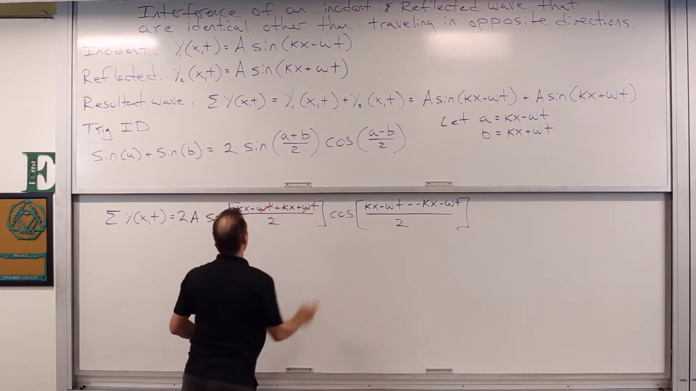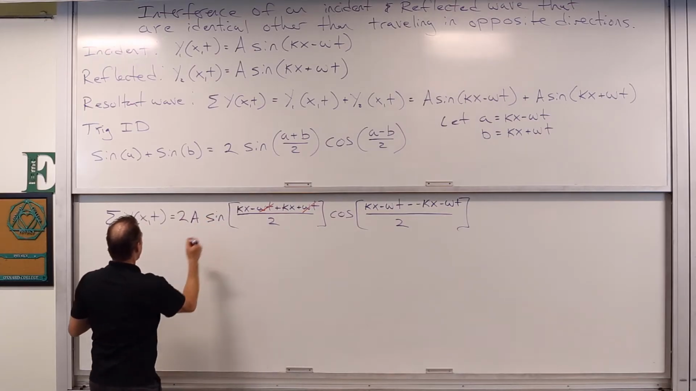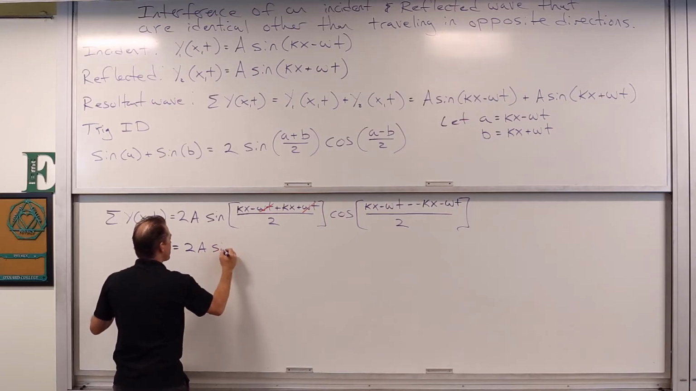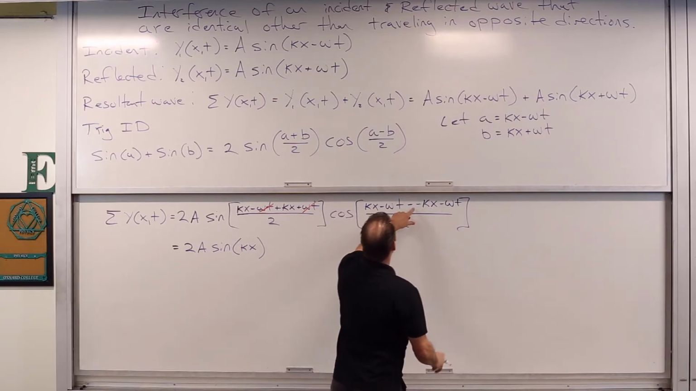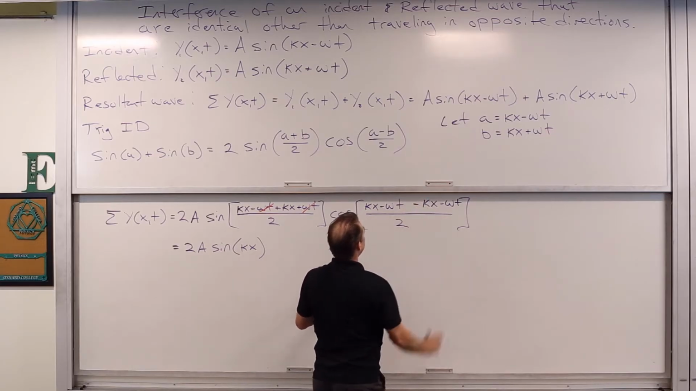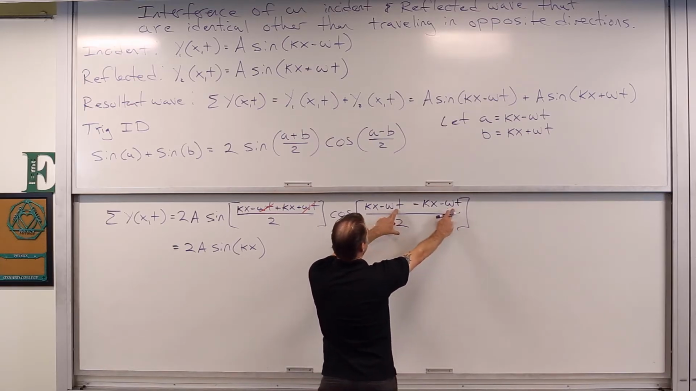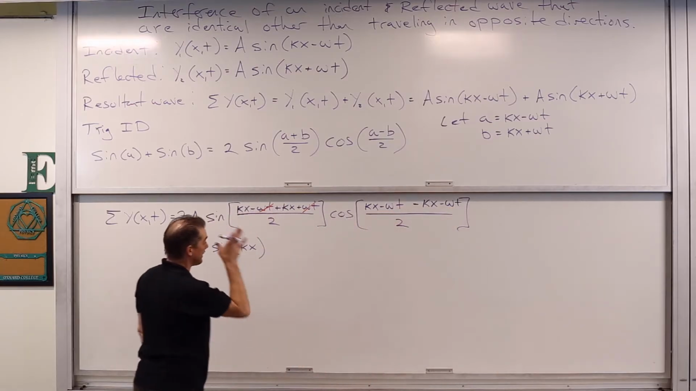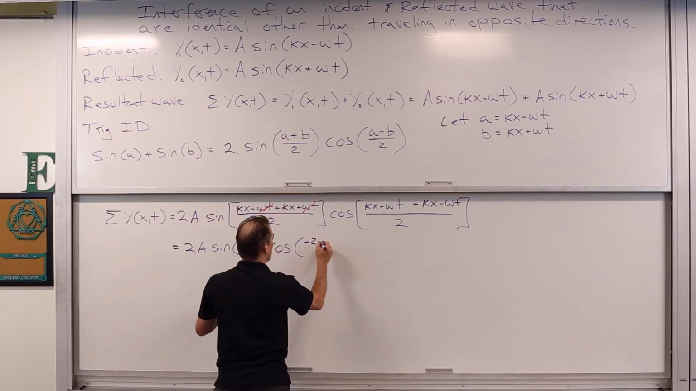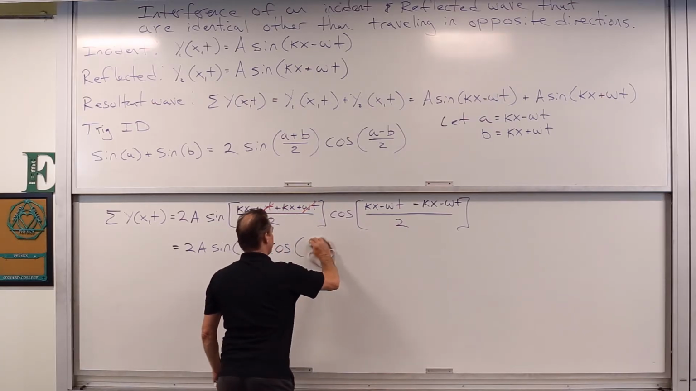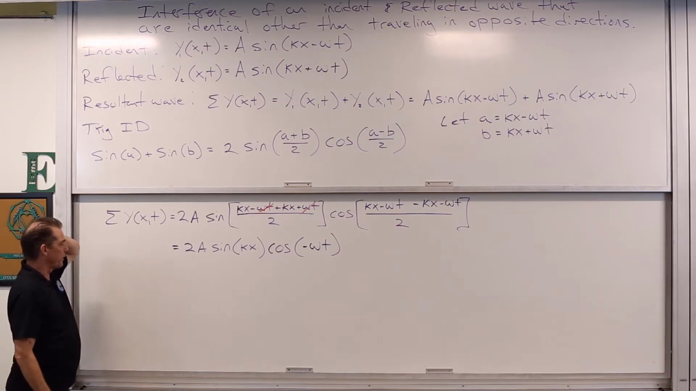So we can start cleaning this up a little bit. In this one, we've got kx minus omega t plus kx plus omega t, and the minus omega t plus omega t is going to cancel out. We've got kx plus kx, 2kx, divided by 2, which just gives us kx. So for this one, it's equal to 2A times the sine of kx. Over here, we have a minus kx and a minus kx, and then a minus omega t and a minus omega t. This gives us minus 2 omega t, divided by 2 gives us minus omega t, and the kx's cancel out. So we've got the cosine of minus 2 omega t divided by 2, which is minus omega t.